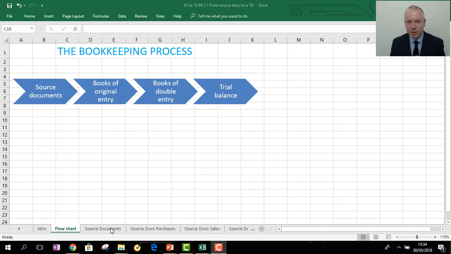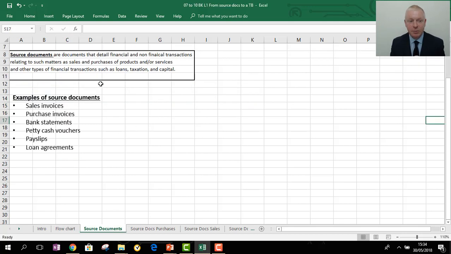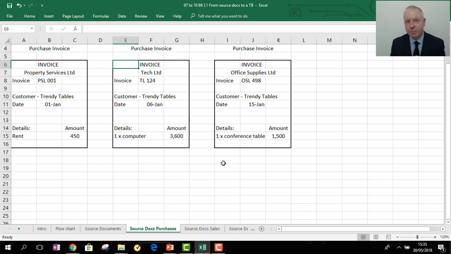So just to remind ourselves what source documents are, because we've seen this definition before as well. Source documents are documents that detail financial and non-financial transactions relating to such matters as sales, purchases of products and/or services, and other types of financial transactions such as loans, taxation and capital. And then listed down there are a few examples, and on the following spreadsheets we're going to look at examples of these and discuss what data is contained within them and what needs to be posted to the actual daybooks themselves. So the first one we look at then is in relation to purchase invoices.